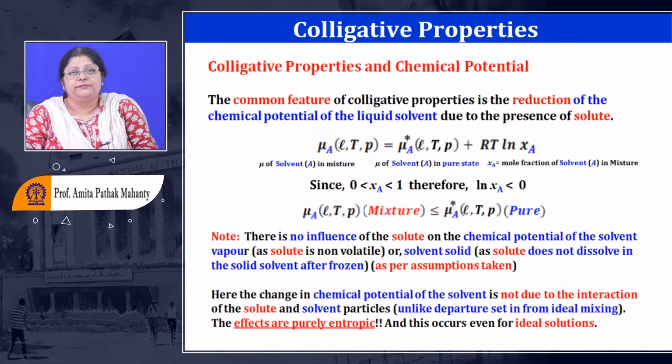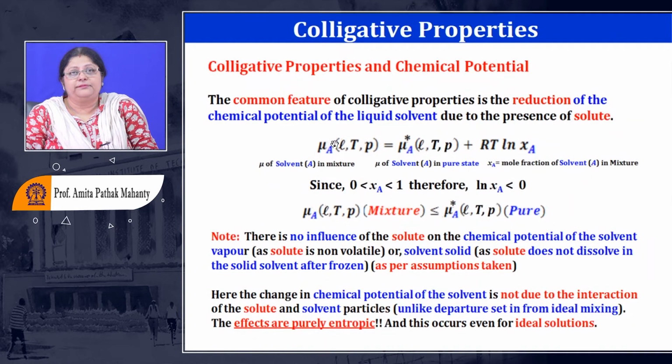When I talk about a solution, it is going to be a mixture of the two, the solute and the solvent. So we need the chemical potential of the mixture, meaning the solution obtained by mixing the solvent and the solute. If you remember, we had written the chemical potential of the mixture at a given temperature and pressure when it is in the liquid state.